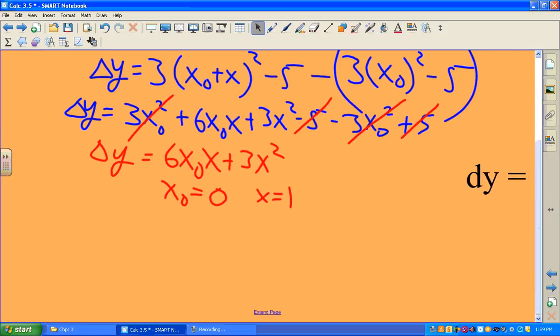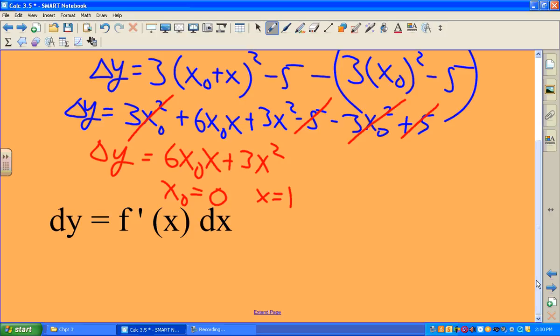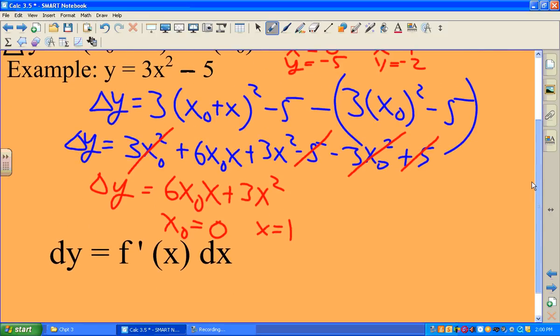You know what the definition of dy is, don't you? So what's the derivative of that? 6x dx. Now, you're going to ask, why the different notation for dx? For one, you have to use this if you're talking about differentials. Remember, the derivative equals dy over dx.